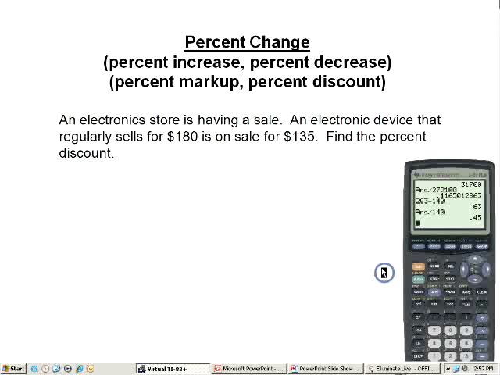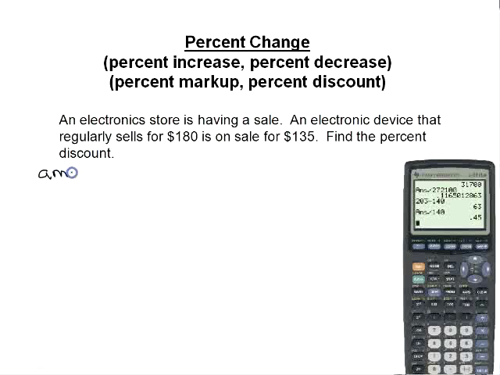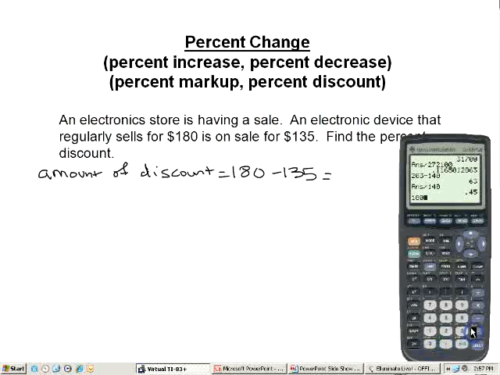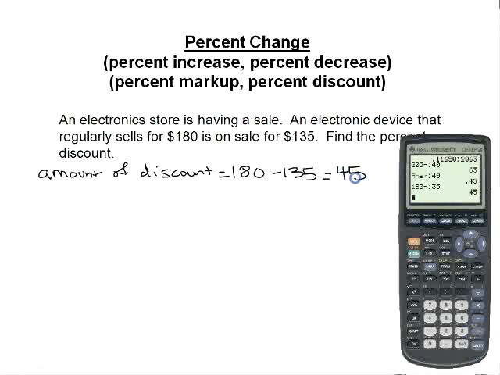An electronics store is having a sale. An electronic device that regularly sells for $180 is on sale for $135. Find the percent discount. Percent discount is the same idea as percent markdown. First, we have to find the amount of discount, which is $180 minus $135, which is $45. So the amount of discount is $45.